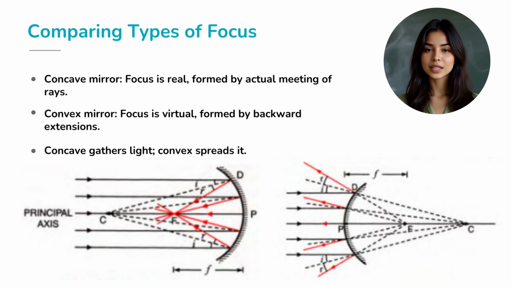So, here's the big difference. Concave equals real focus, gathers light. Convex equals virtual focus, scatters light. And that's why a concave mirror can set things on fire, while a convex mirror can only make you look smaller, no burning, just shrinking.